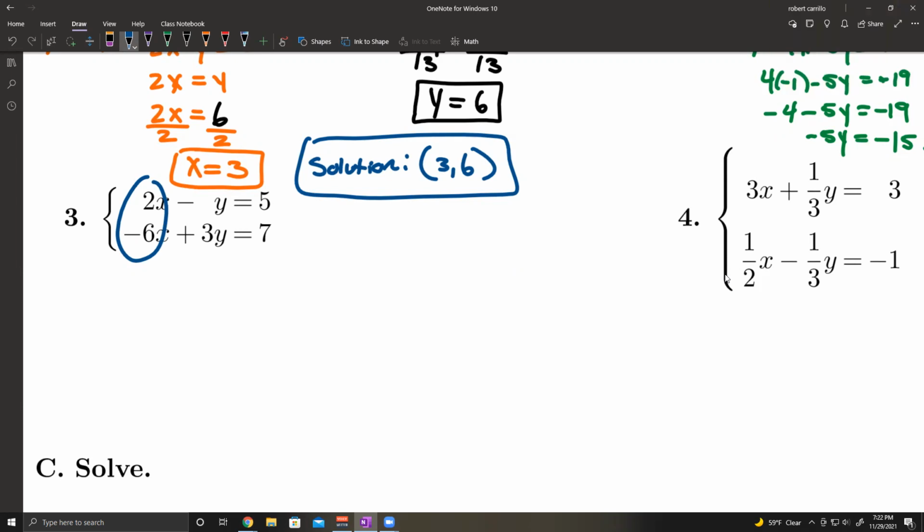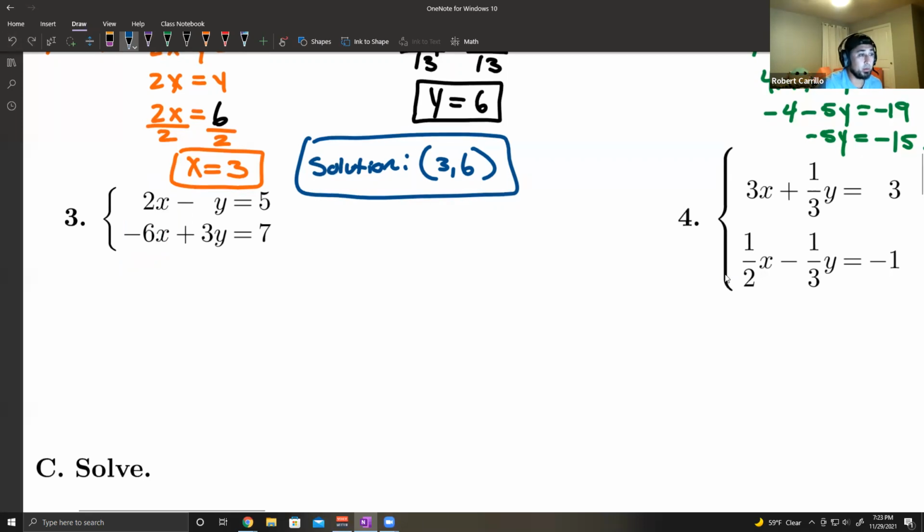Negative 12. That is good, but least common multiple. Oh, just 6, right? So it's good. Yes, we could use 12, but we always want to try to go lower so we don't have to work with that many big numbers. So between 2 and 6, the least common multiple is 6. So that means we would multiply this equation by 3. And that's going to become 6x minus 3y equal to 15.